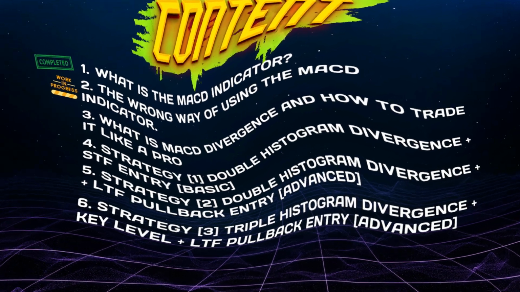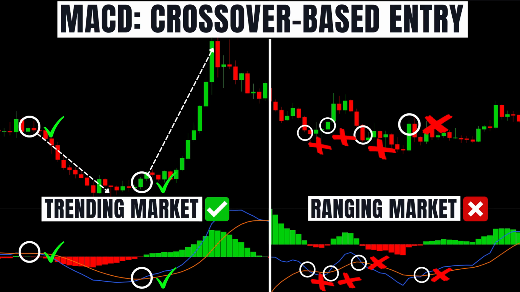However, most of them often use this indicator wrongly. For example, some traders open long and short trades based on the MACD crossover, which may be okay when we have a trending market, but this approach will lead to huge losses when the market is consolidating.